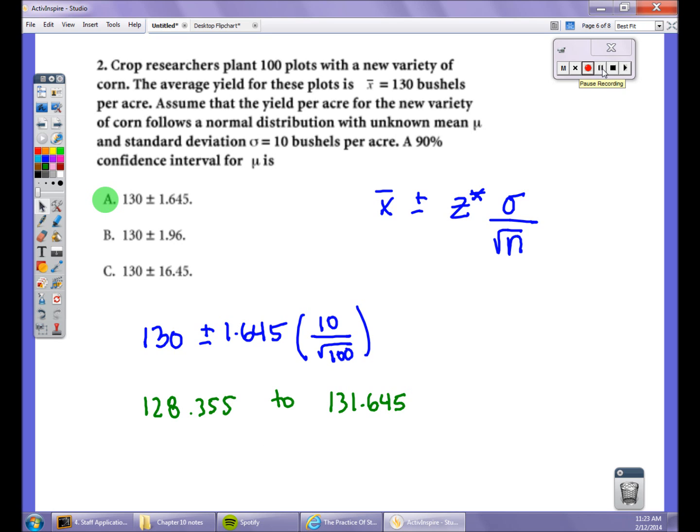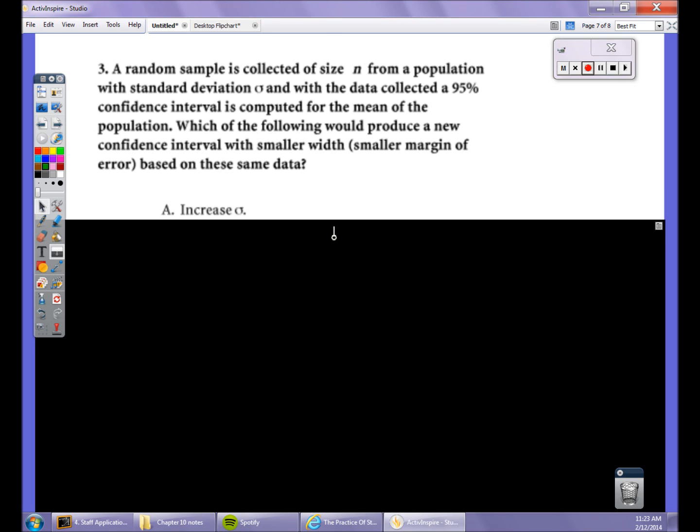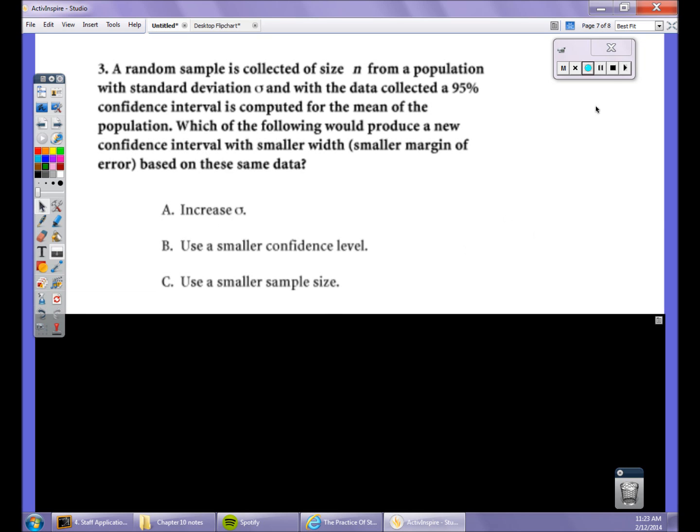Here comes the next question. This question is interested in confidence intervals and how to make a smaller margin of error, making the interval itself smaller. Here's your options for answers on how I can accomplish that. I'll give you a second to think about which one of those would apply.